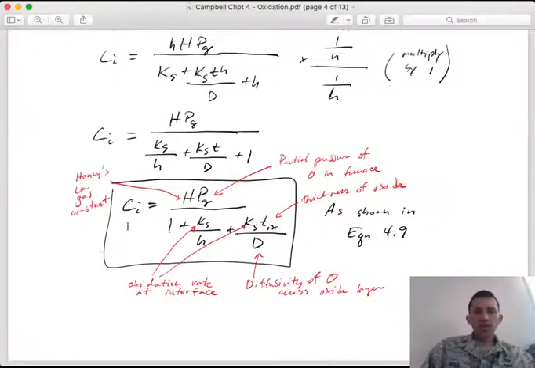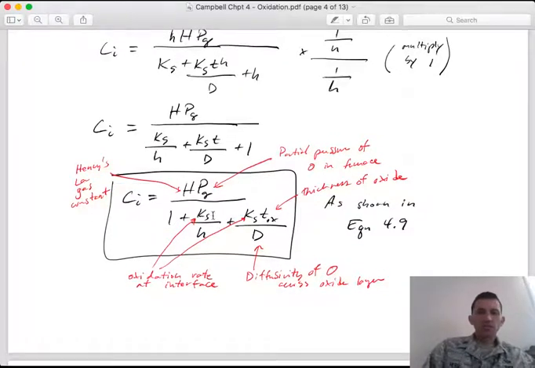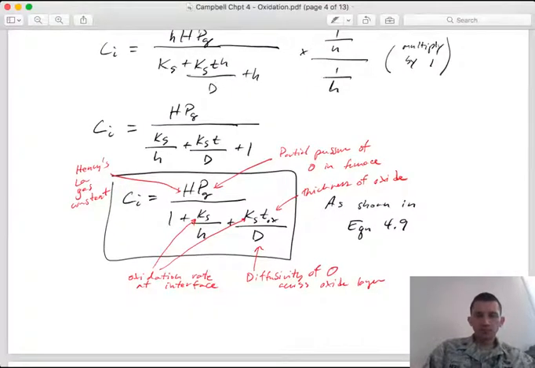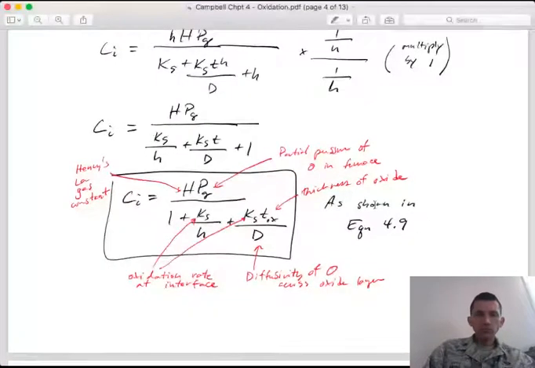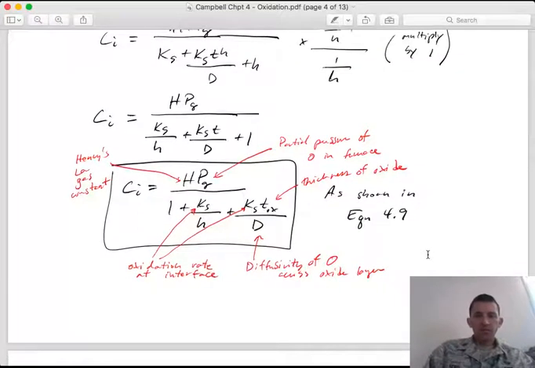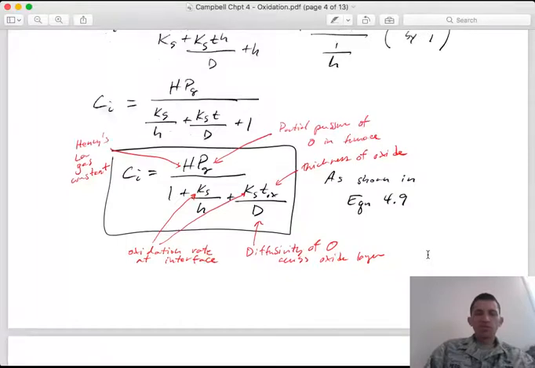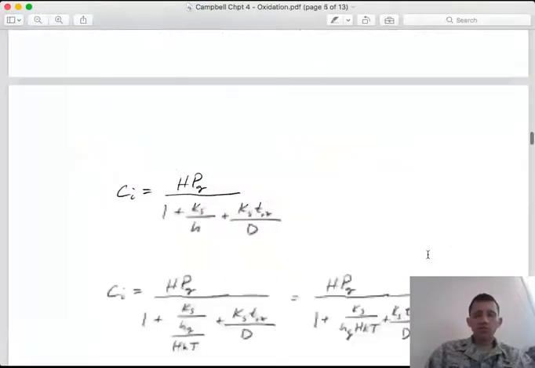And so we get an expression for the concentration at the interface that's got our gas law, Henry's law, gas constant, partial pressure in the oxygen furnace, our oxidation rate at the interface, the thickness of our oxide, and the diffusivity of oxygen across the oxide layer. Okay, and this matches equation 4.9 as presented in Campbell, right? He just says, oh, do some algebra. Well, there it is.